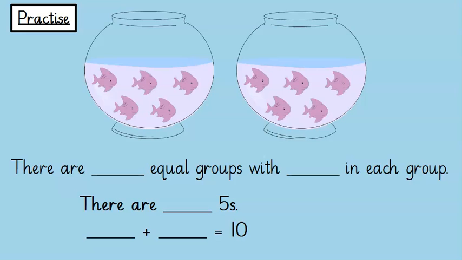Let's practice again. I can see that there are 2 groups this time. How many is in each group? 1, 2, 3, 4, 5. There are 2 equal groups with 5 in each group. Or we could say there are 2 5s, which is the same as 5 add 5. And we know 5 add 5 is equal to 10, so that means that 2 5s is equal to 10.